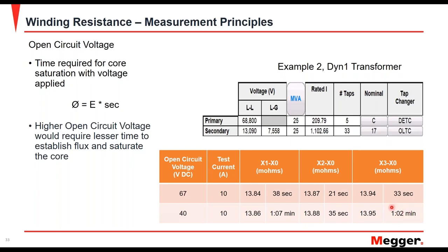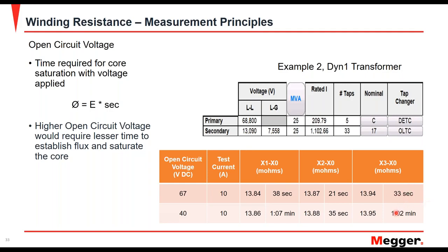This exercise was repeated at a higher voltage. Remember that a higher voltage would require lesser time, and that's exactly what we see. So with the same test current at 10 amps and a higher open circuit voltage, almost the exact same readings across all three phases were obtained. But in this case, the A phase took just 38 seconds, the B phase took 21 seconds, and the C phase took about 33 seconds.